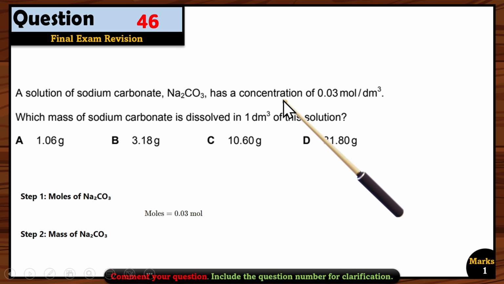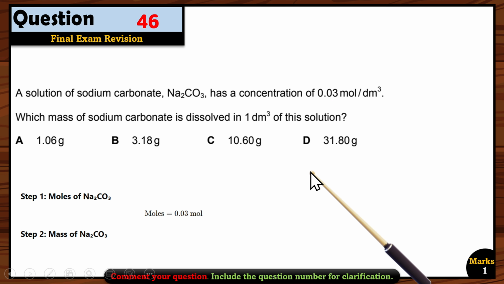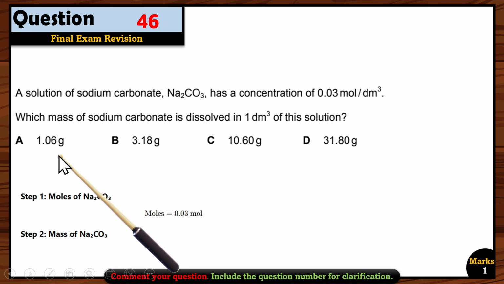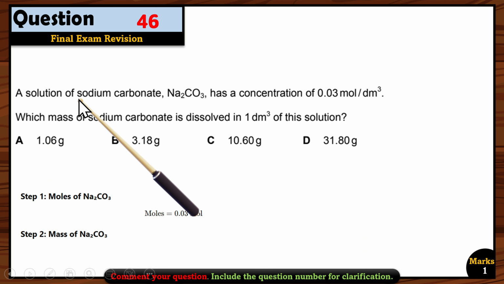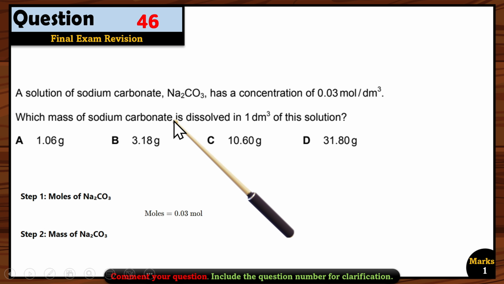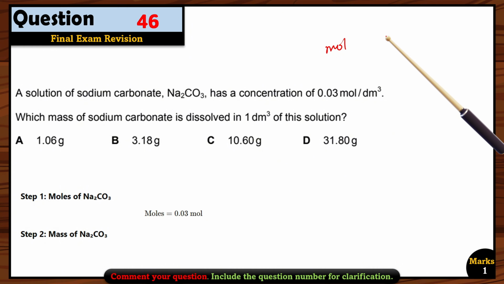So it's simple. Again, you have to repeat the same thing. If you see the solution of sodium carbonate, you can easily find the moles, and the moles is equal to volume times concentration, right? So how can you find the volume and the concentration?